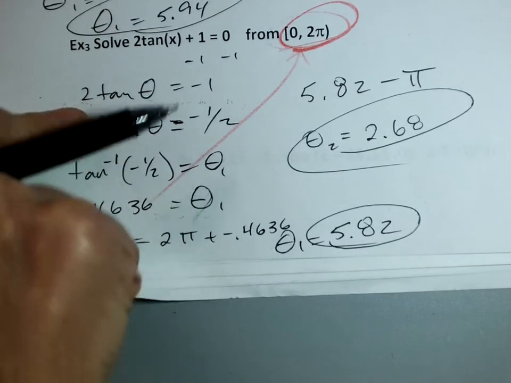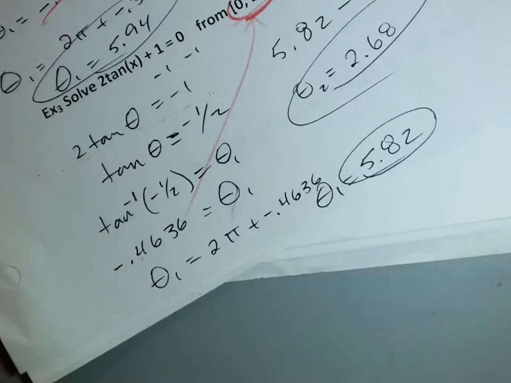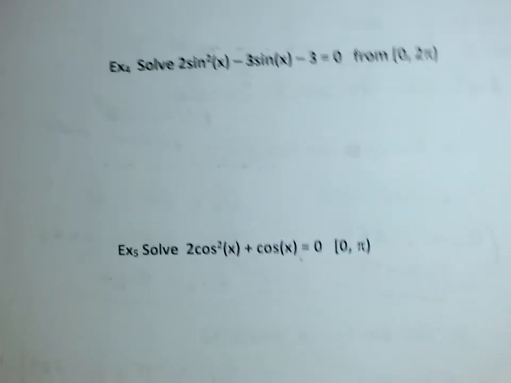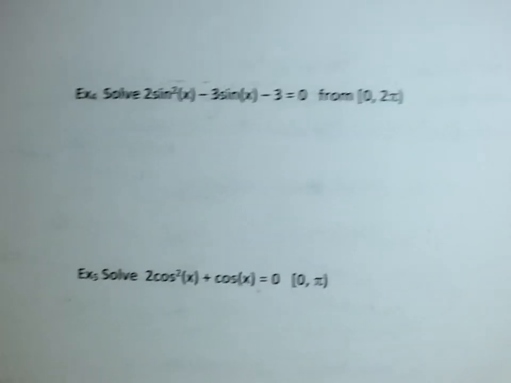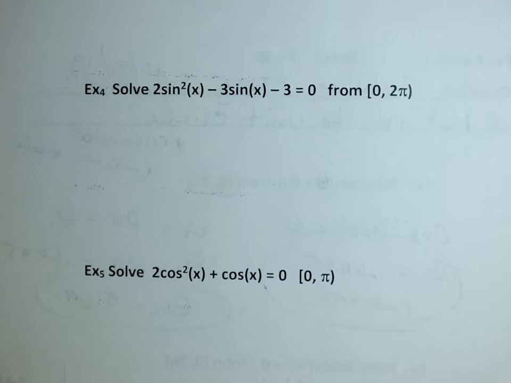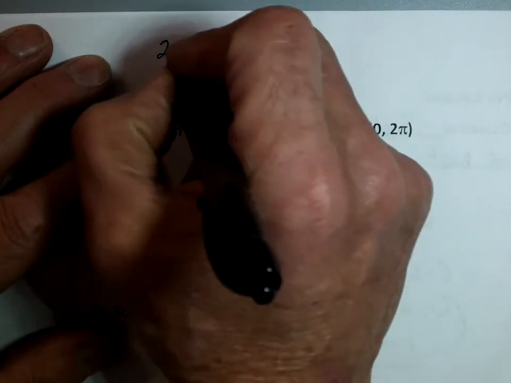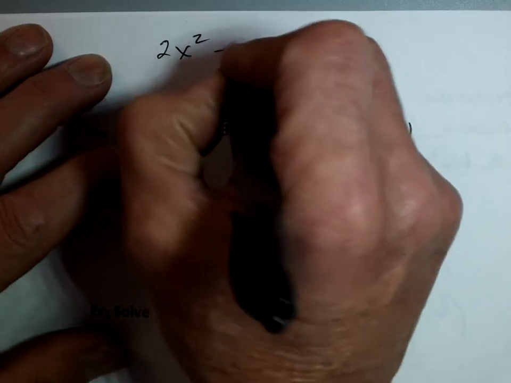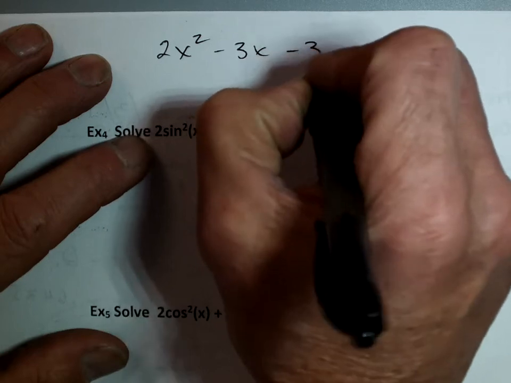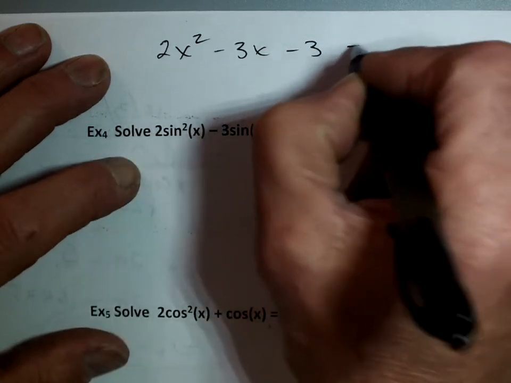All right, turn the page. Now, this looks hard, but it's not. So let's go back and think algebra. If I rewrite this one as 2x squared minus 3x minus 3 equals 0, okay?